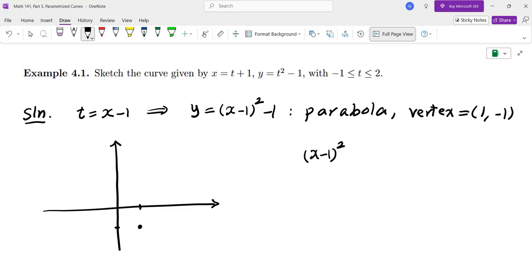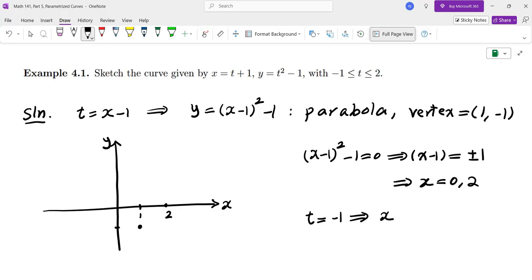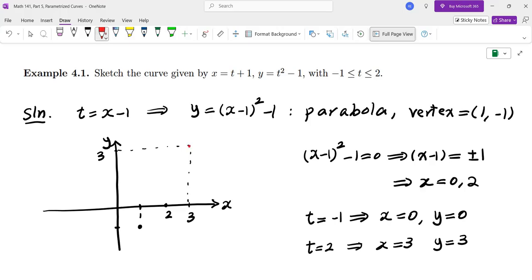Now let's find the intercepts. We get (x minus 1) squared minus 1 equals 0. This gives us x minus 1 equals plus or minus 1, so x equals 0 and 2. So at x equals 0 and at x equals 2, it intersects the x-axis. Now they also told us that t is between negative 1 and 2. So let's figure out what the values of x and y are for t equals negative 1 and 2. For t equals negative 1, we get 0 for x and 0 for y. For t equals 2, we get x equals 3 and y equals 2 squared minus 1, which is 3. So at x equals 3, y is 3 as well. Those are going to be the endpoints of this curve, and it's a parabola, so it looks like this.